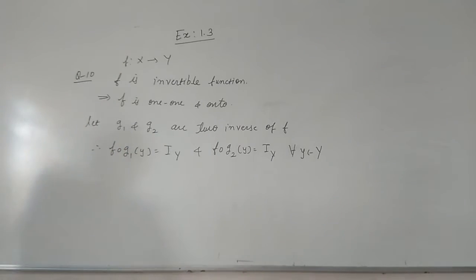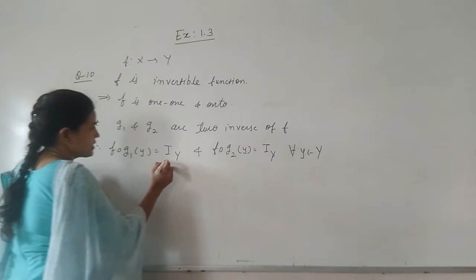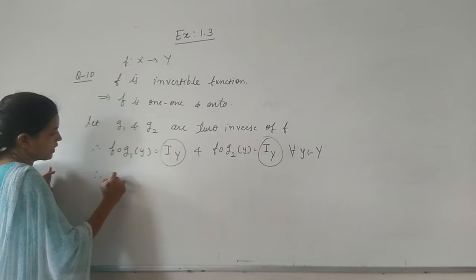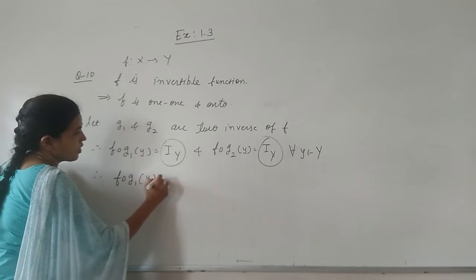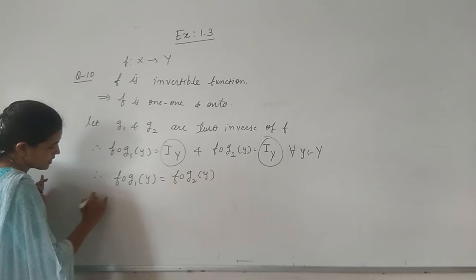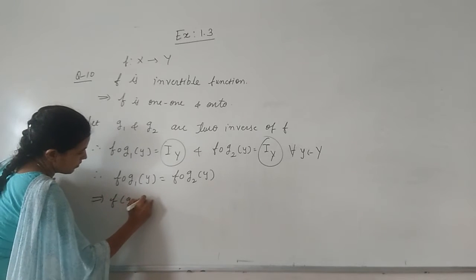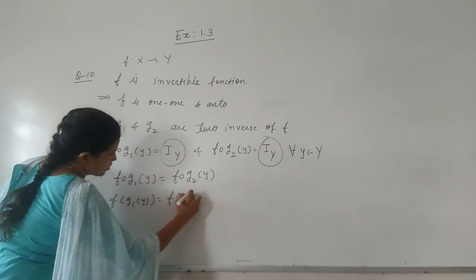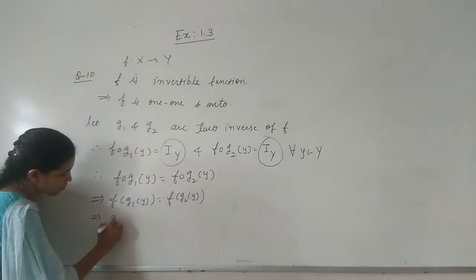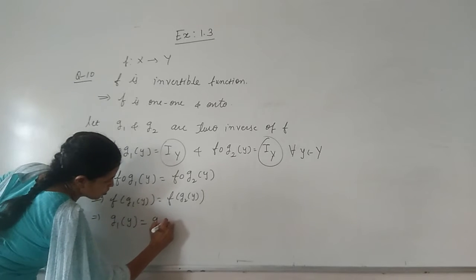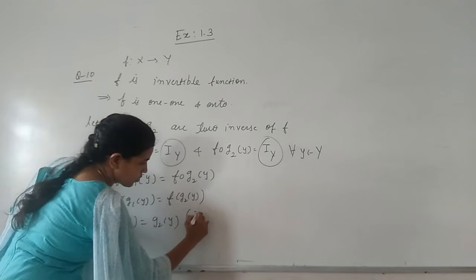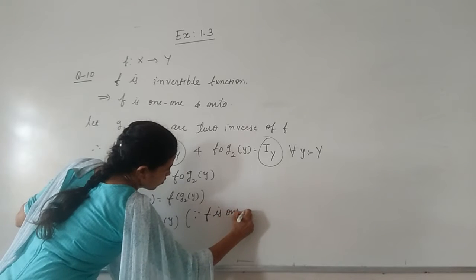So this we have. Now you can see the right side is identity on Y, so we can compare it. f composition G1 of y is equal to f composition G2 of y, by the definition we apply. So f of G1 y is equal to f of G2 y, but as f is a 1-1 function, therefore G1 y is equal to G2 y. f of x1 is equal to f of x implies x1 is equal to x. Reason: f is 1-1.